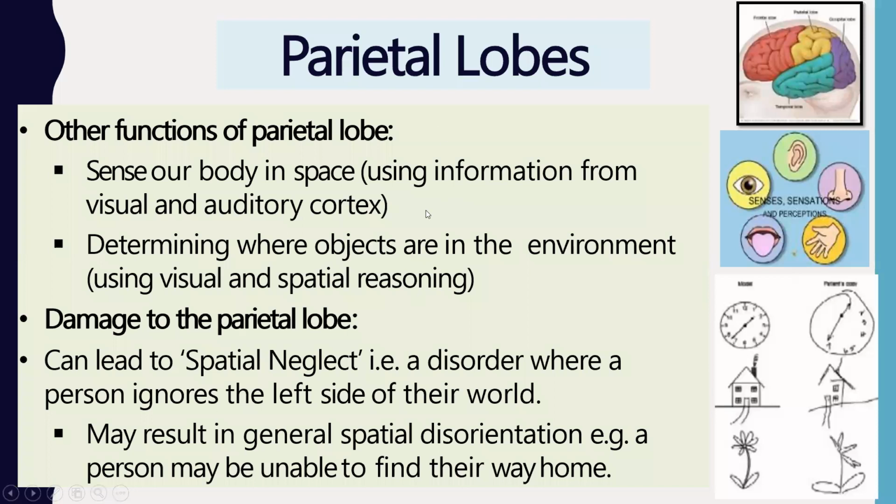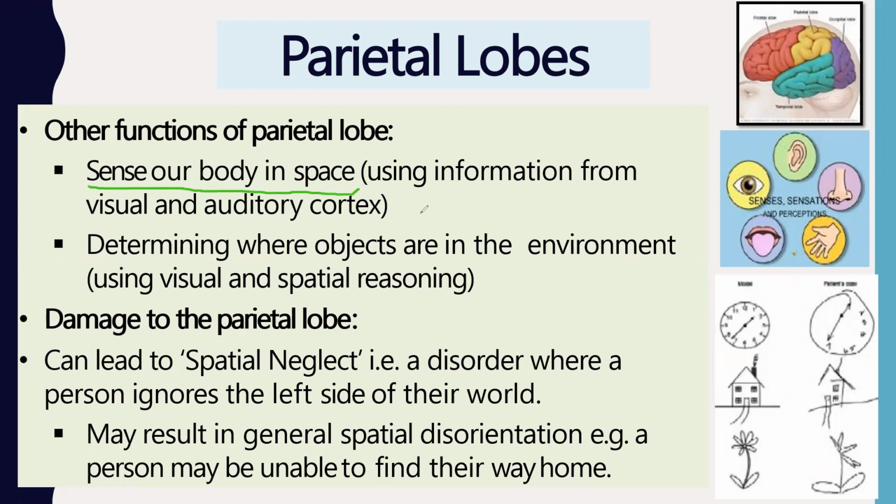Okay, so just basically the same thing: visual, spatial reasoning, determining where objects are. So we've looked at that already. Sensing your body in space. So if you're standing up straight and you start dangling your hand out on one side, your brain's ability to know that one of your hands is just staying still on one side and the other's dangling in the air is an example of the parietal lobe function. It's our ability to sense our body in space.